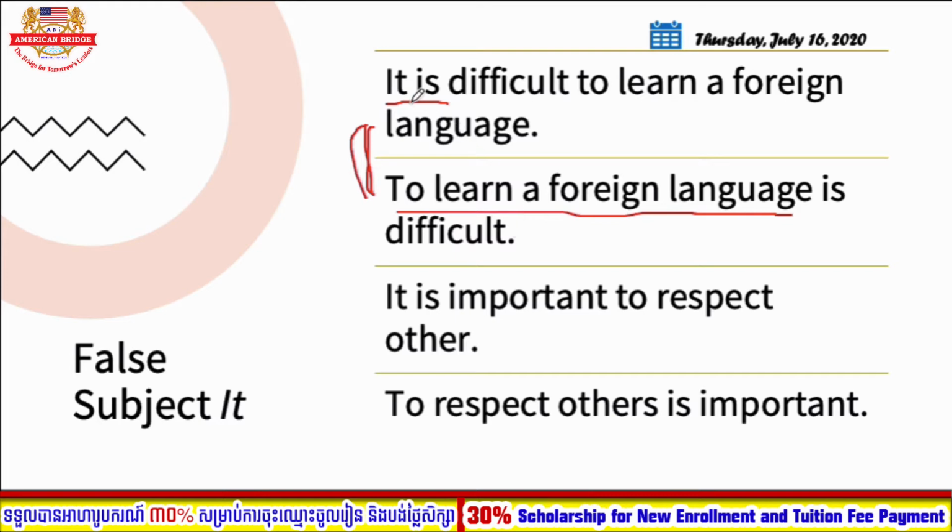We can use it in order to replace this to-infinitive as the subject here. The second example: it is important to respect others. So we use the word it again as the subject, which has the same meaning as the second sentence, to respect others is important. As you can see, the to-infinitive here is the subject.